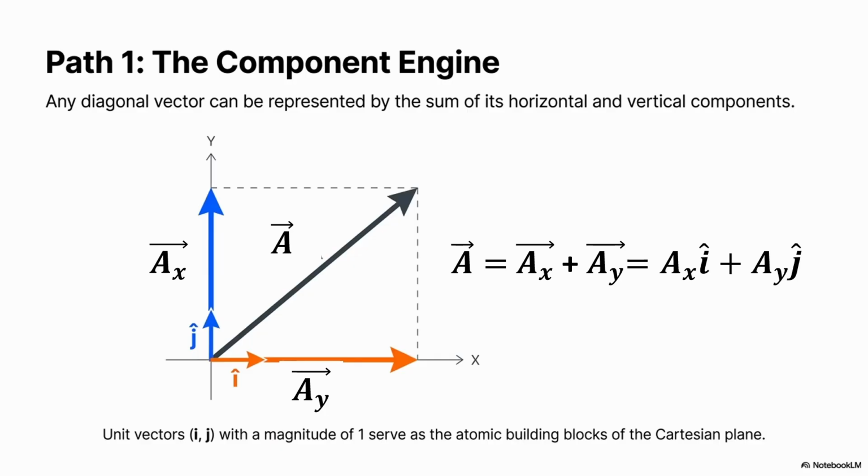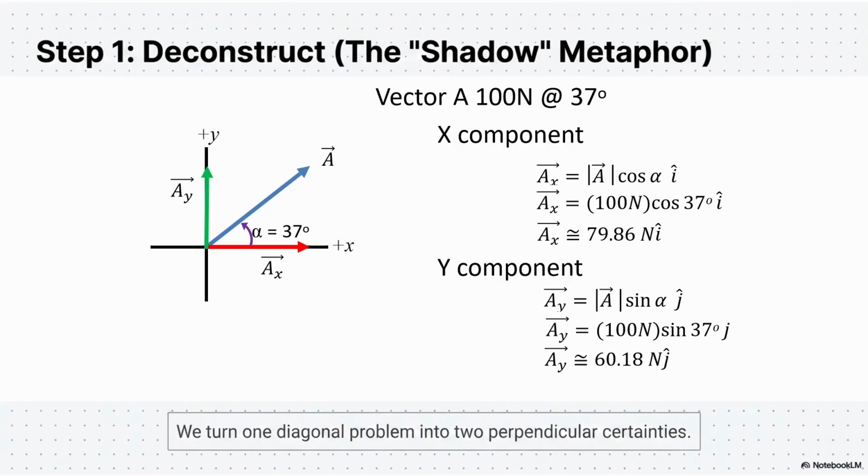Yeah. And I have to say, I absolutely love the metaphor they use on slide 7 for this. The shadow metaphor. It's so helpful. It really is. I'm going to take the lead on this one because I just love it so much. Go for it. So imagine you're shining a flashlight straight down from above one of these diagonal vectors. Okay, shining straight down. Right. It would cast a flat shadow onto the horizontal x-axis, right? Right. And then, if you took another flashlight and shined it from the side, horizontally across the page, it would cast a vertical shadow onto the y-axis. Exactly. Those two shadows are your horizontal and vertical components.